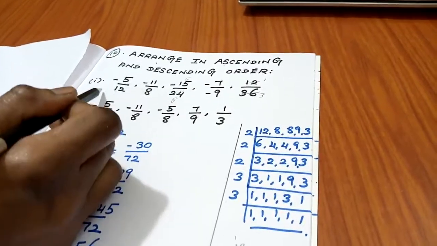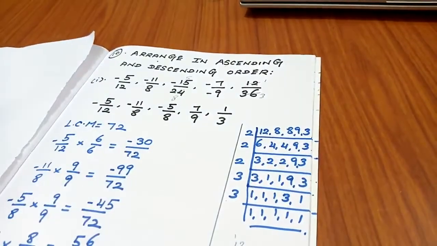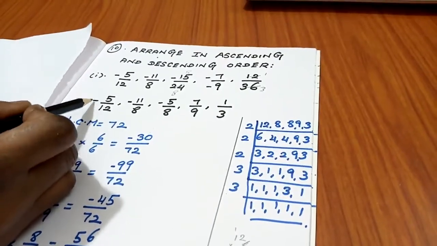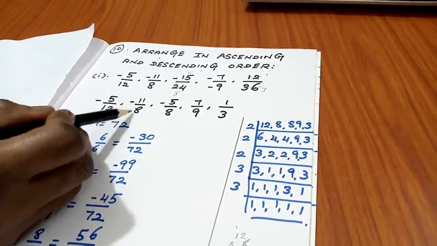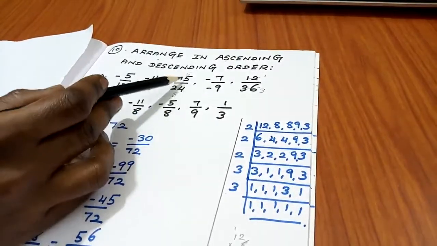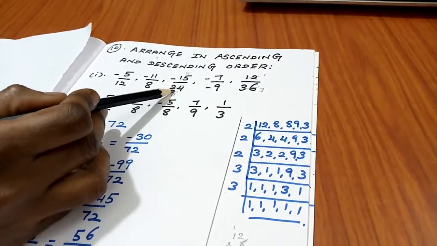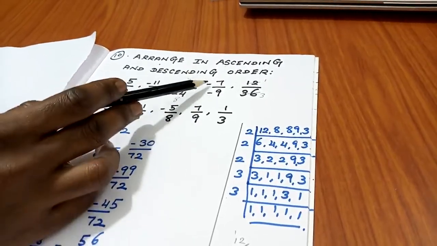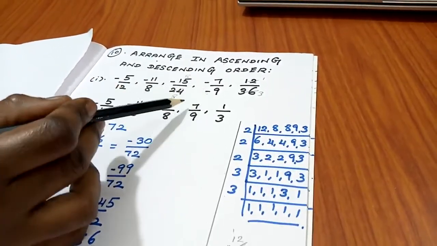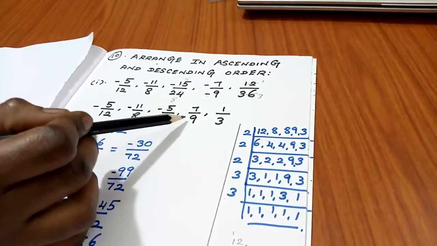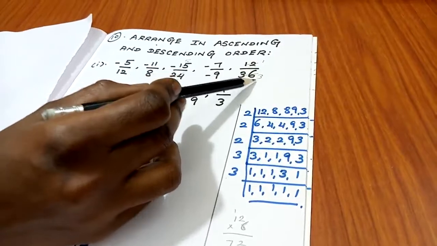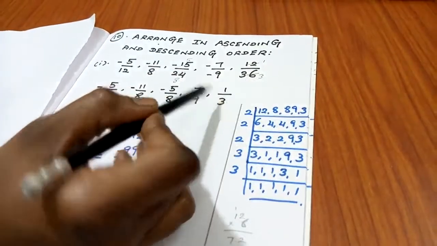What I am going to do is, first I am just going to simplify the rational numbers here, students. That is minus 5 by 12, minus 11 by 8 will remain as it is. 15 by 24, I can cancel by 3 table. 3 5s are 15, 3 8s are 24. That's why I am writing like this. Both the signs negative, so I can cancel. I will get the value as 7 by 9. 12 ones are 12, 12 threes are 36, that is 1 by 3.